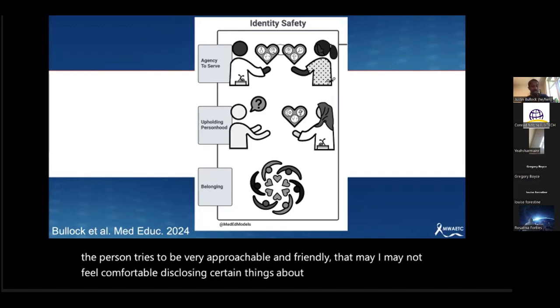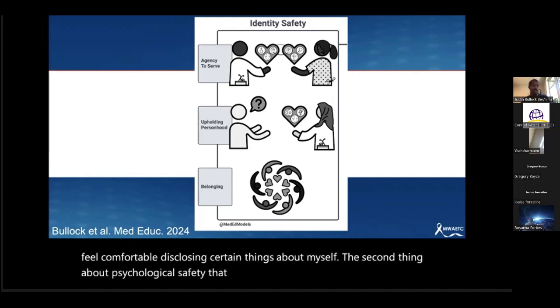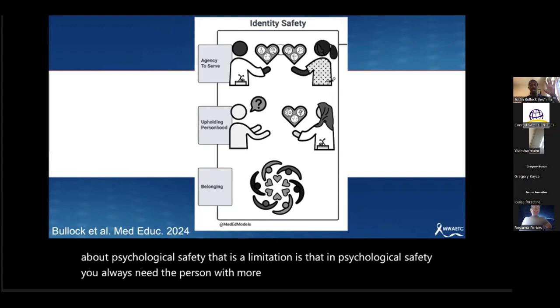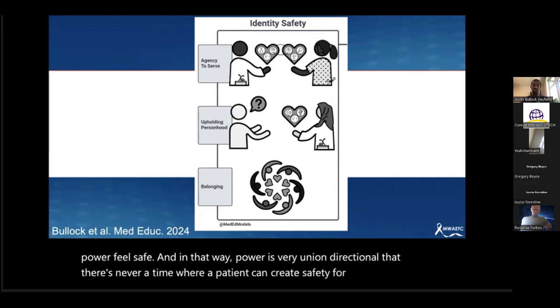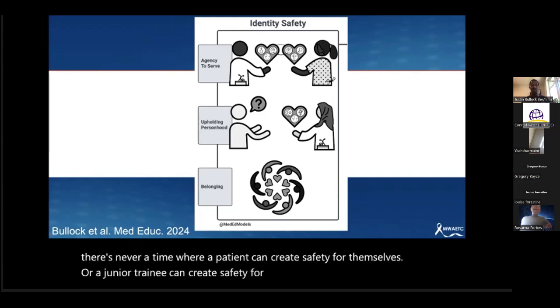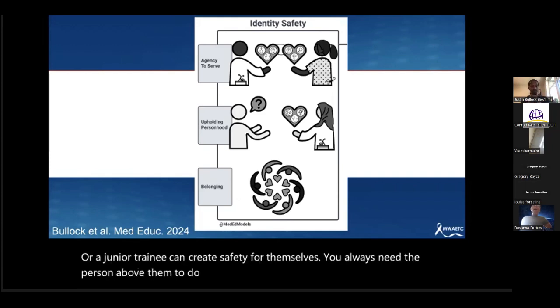The second limitation of psychological safety is that you always need the person with more power to make the person with less power feel safe. In that way, power is very unidirectional. There's never a time where a patient can create safety for themselves or a junior trainee can create safety for themselves. You always need the person above them to do it.